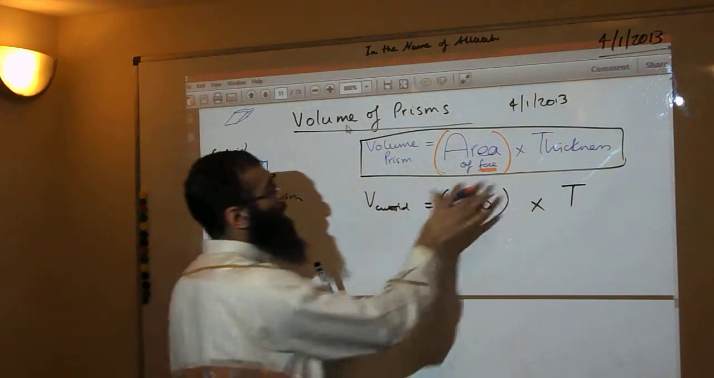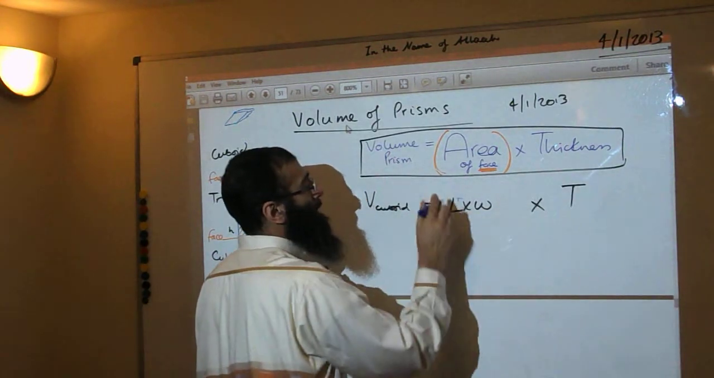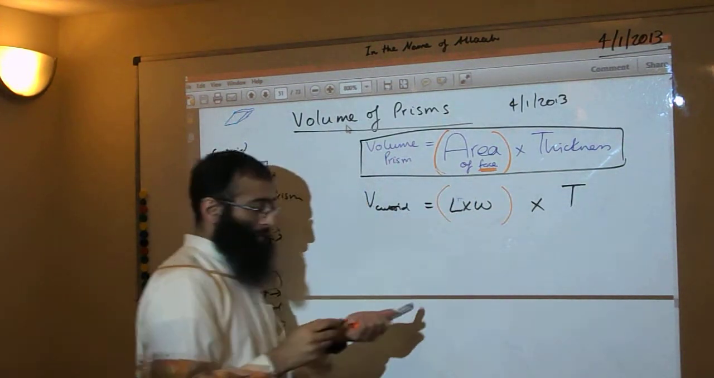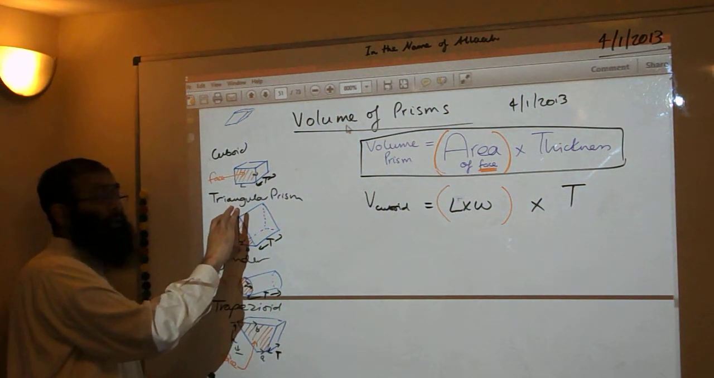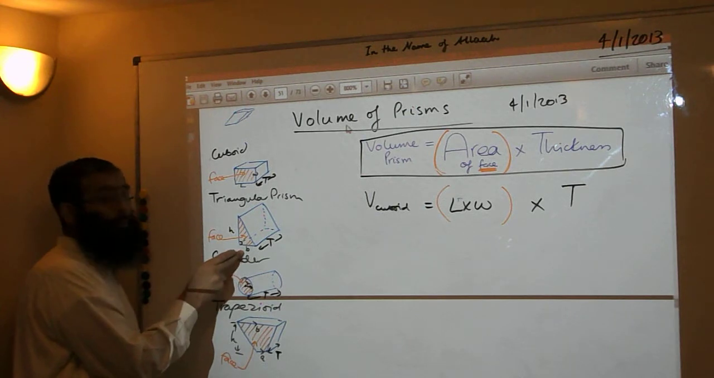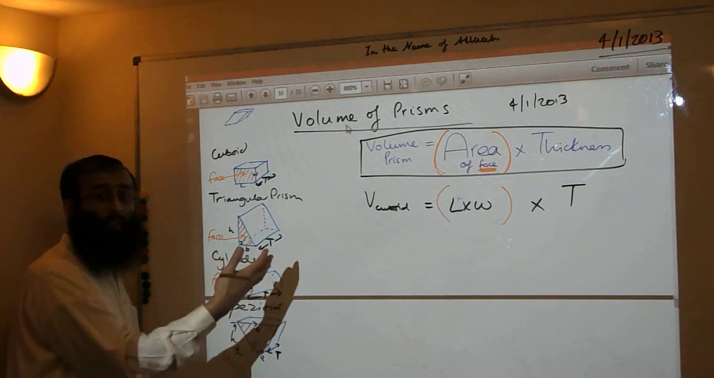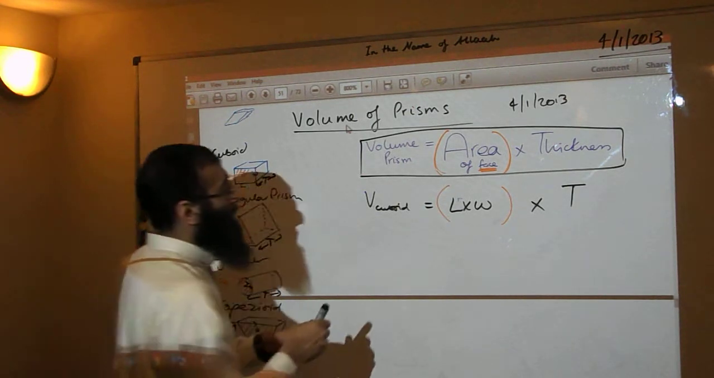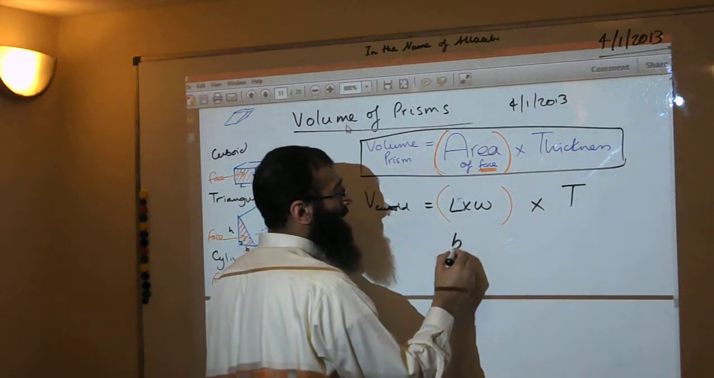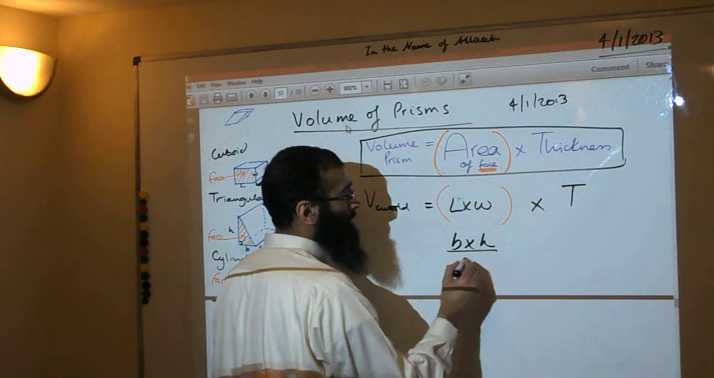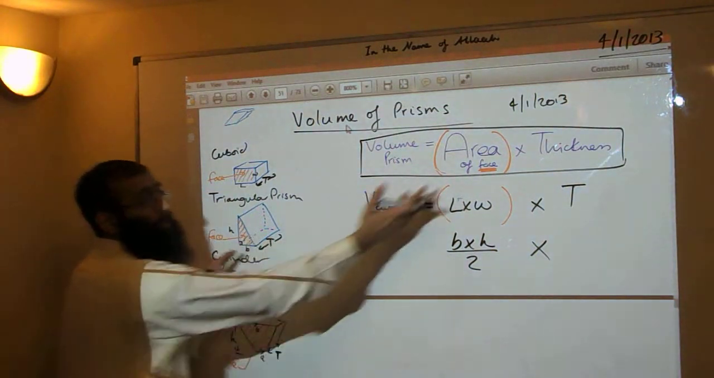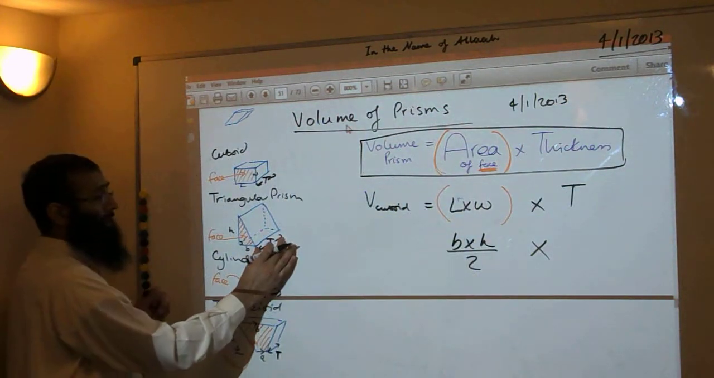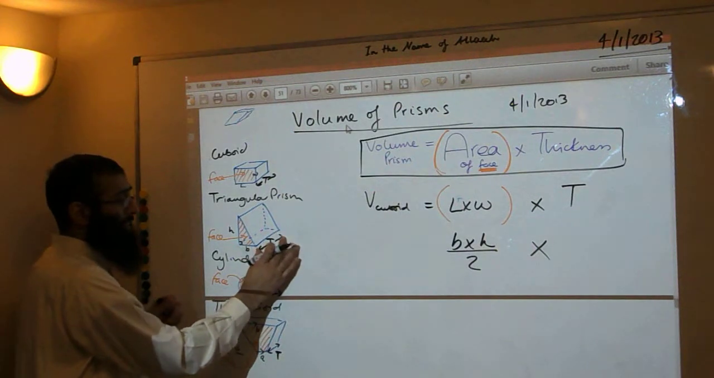Okay. Now, next question. If I want to work out the area of this particular face for the triangular prism, it's always going to be base times the height. That's the formula of a triangle, divided by 2. So we're going to have here base times the height divided by 2. And once we've worked out the area of the face, we must multiply by the thickness. And the thickness here again is T, represented by this T.